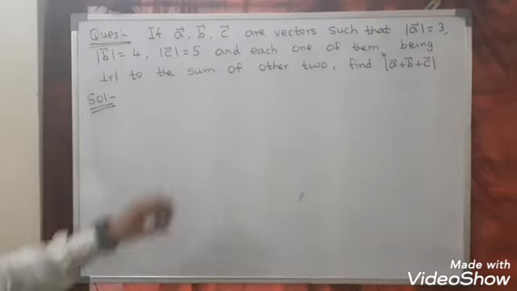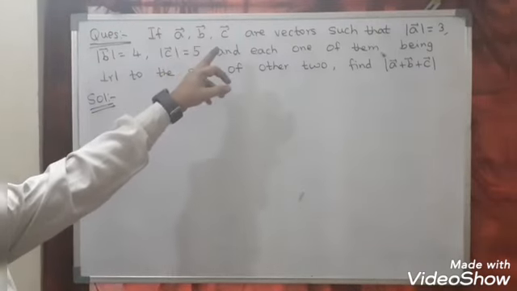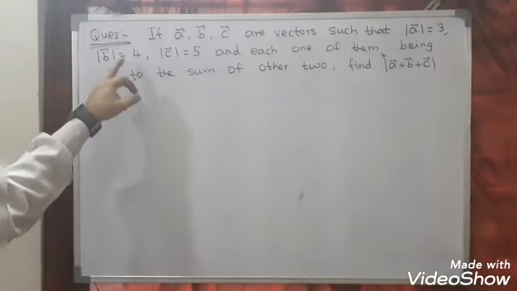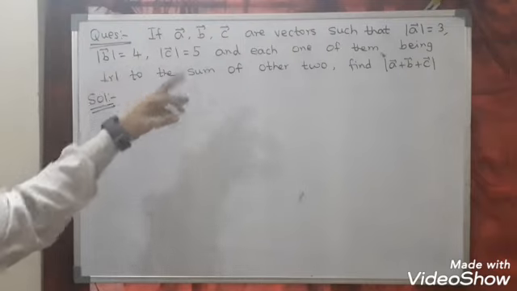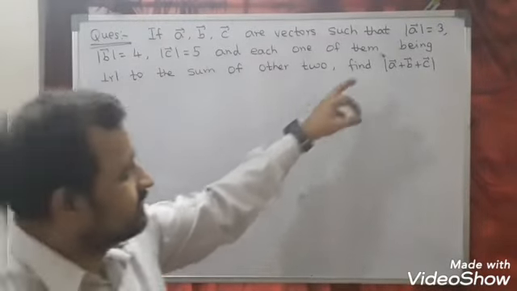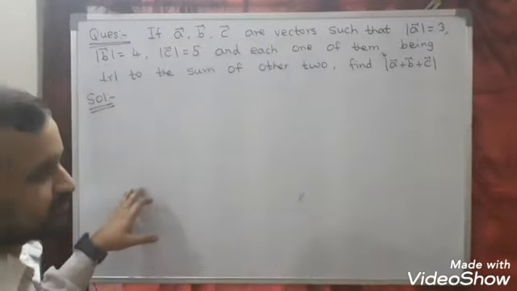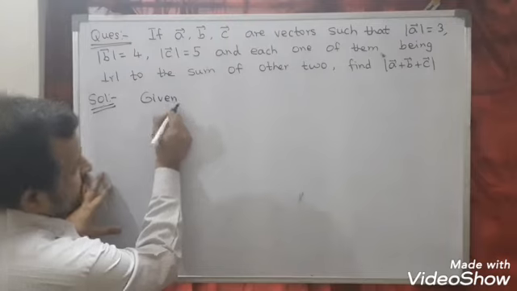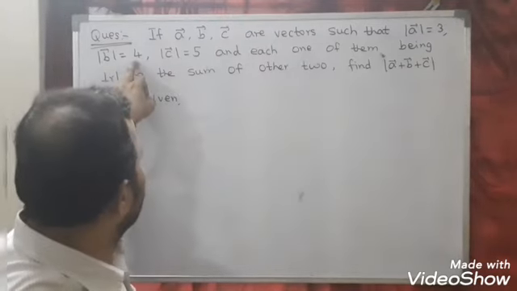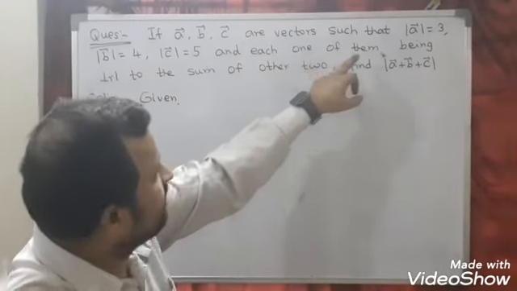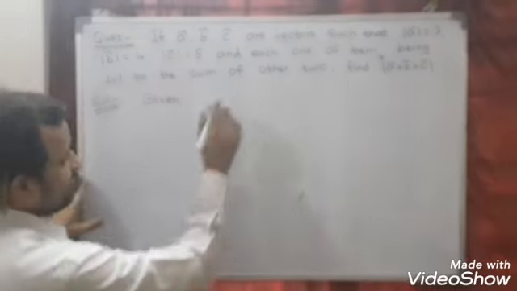The next question is, if A vector, B vector, C vector are vectors such that mod A equal to 3, mod B equal to 4, mod C equal to 5 and each one of them is perpendicular to the sum of the other two, then find mod of A vector plus B vector plus C vector. So what is given? Mod A equal to 3, mod B equal to 4, mod C equal to 5, right? And each one of them is perpendicular to the sum of the other two.